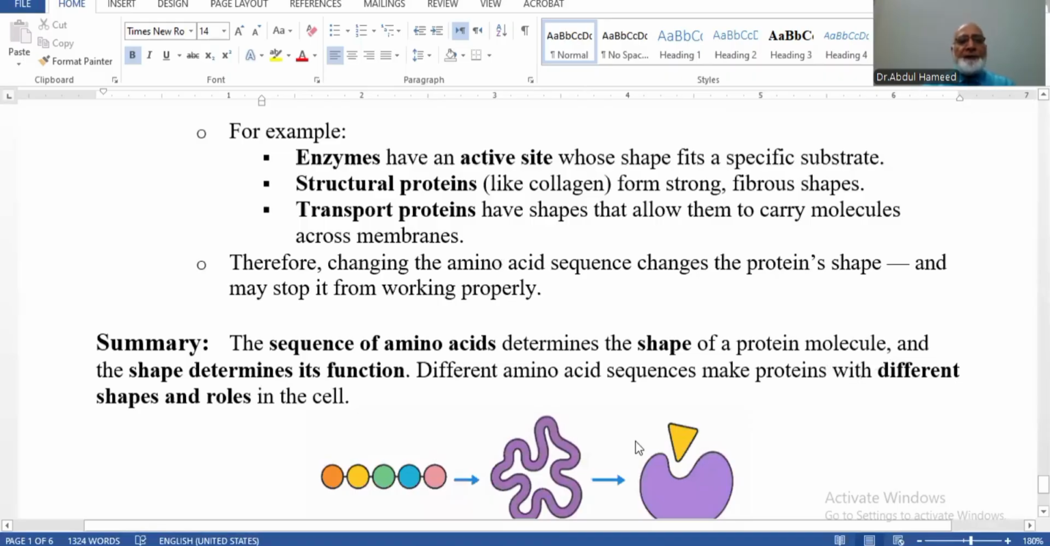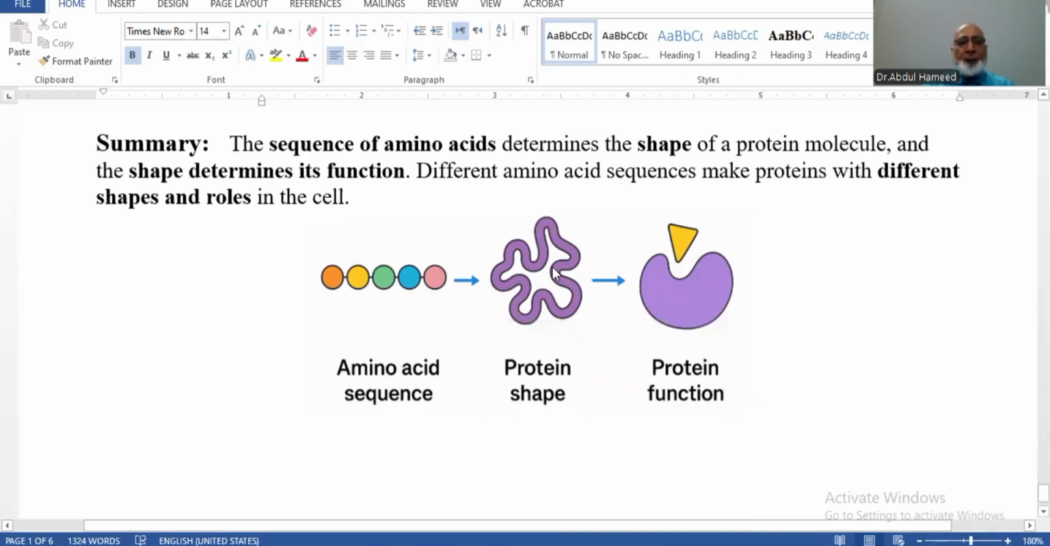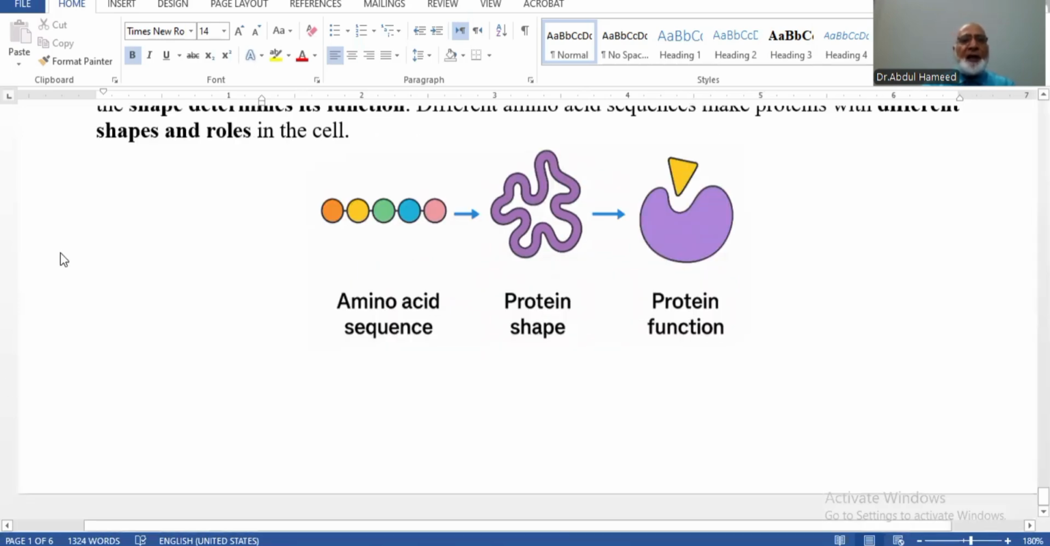Summary: the sequence of amino acids determines the shape of the protein molecule, and shape determines the function. Different amino acid sequences make proteins with different three-dimensional shapes and roles in the cell. So amino acid sequence, protein shape, and protein function, because if that protein is an enzyme, it will be specific for its substrate. So this is all about the subtopic DNA.